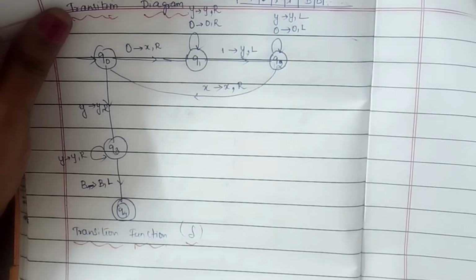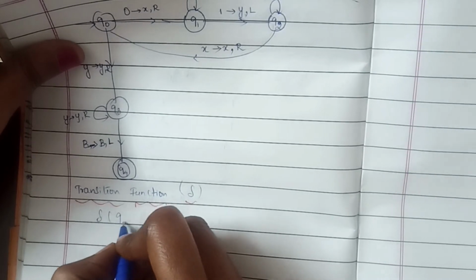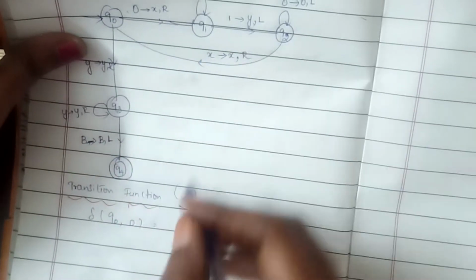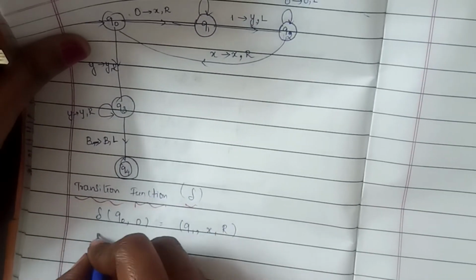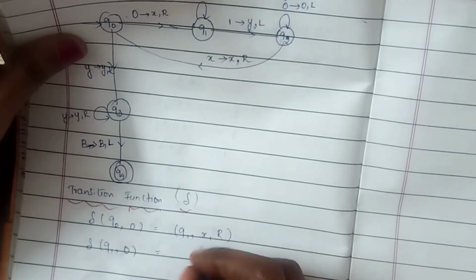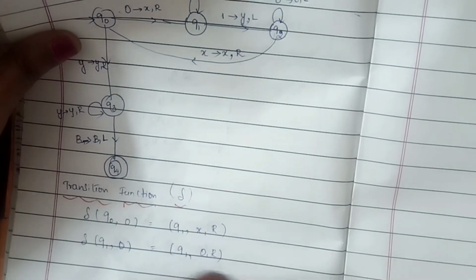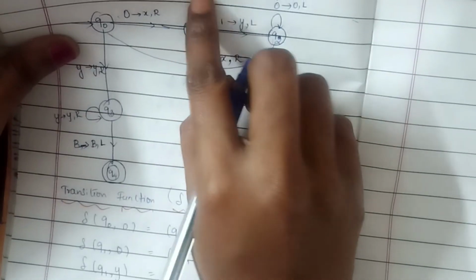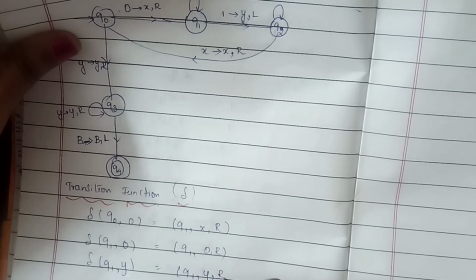So see how the transition function is going to be. Delta of q0 comma 0 is q1, and 0 is replaced by X and R. After that we'll have q1 on 0. On 0 there is no state change, so q1, 0 itself, and you go for the right one. After that you'll have q1 on Y. There is no state change, so q1, Y, and right direction.